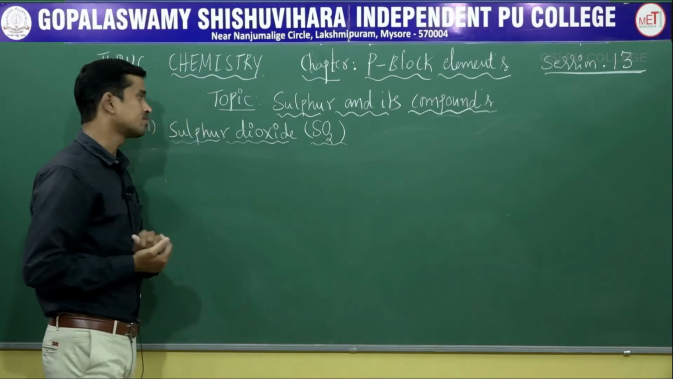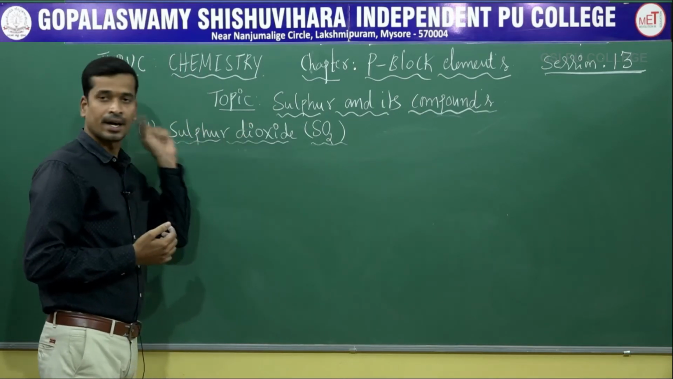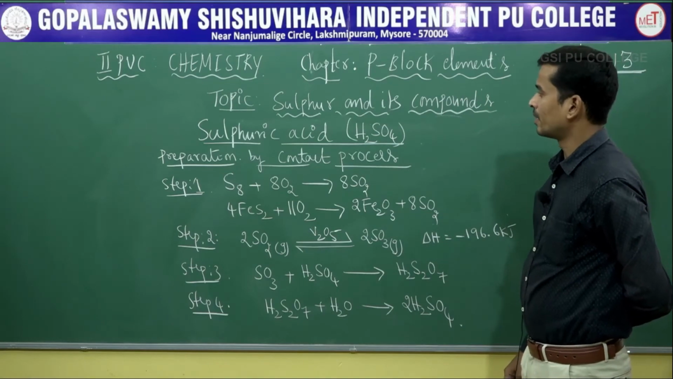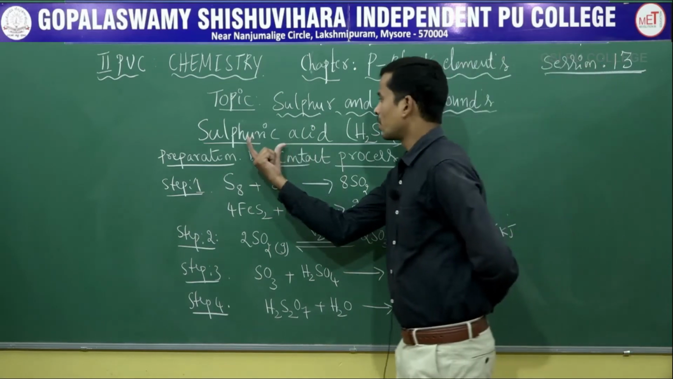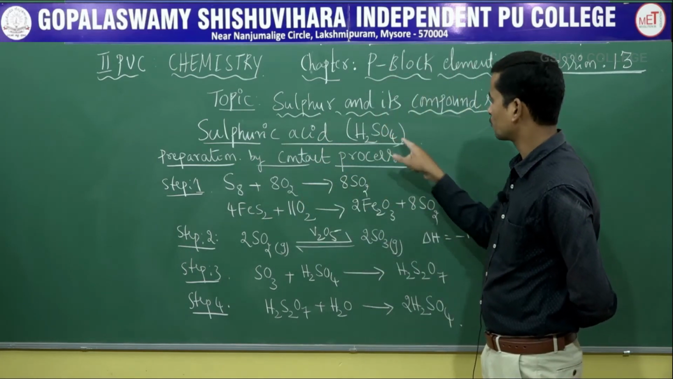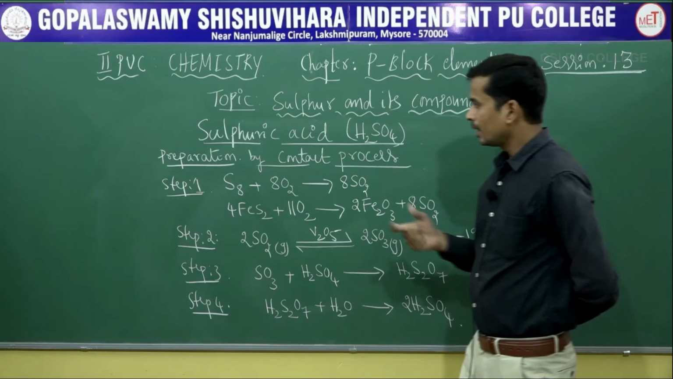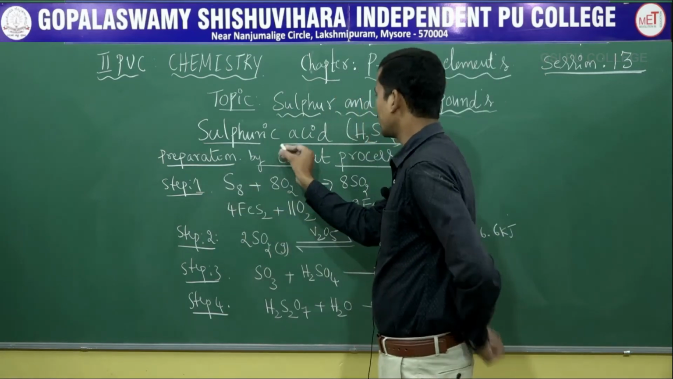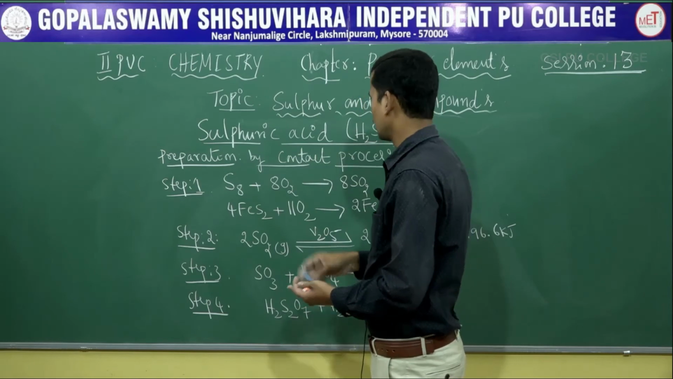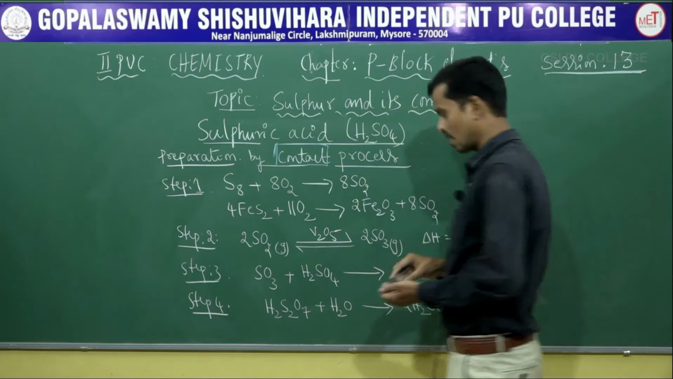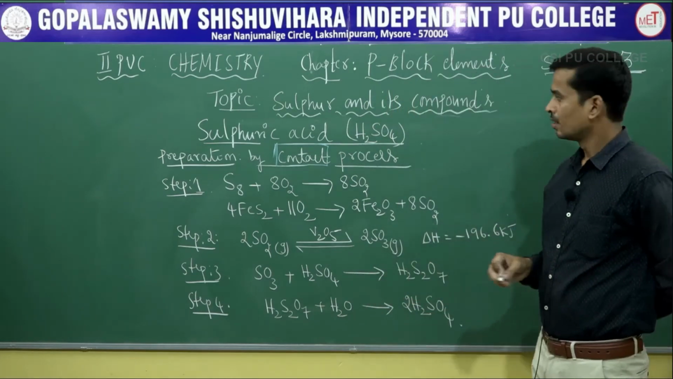The next compound of sulfur is sulfuric acid. Let us consider another important compound of sulfur. Sulfuric acid, molecular formula H2SO4. Preparation of sulfuric acid by the contact process.